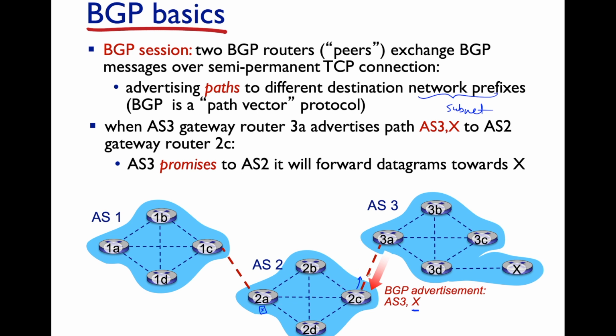Well, once 2C gets this advertisement from AS3's border gateway 3A, it's going to use iBGP to propagate that advertisement to all of the routers in its autonomous system and says, hey, if you want to get to subnet address X, come through me. So now 2B knows if I want to go to X, I'm going to go in this path. 2D knows I'm going to go in that path, and 2A knows I'm going to go in that path. Okay, so all of those routers then in Autonomous System 2 are going to know where to send a datagram stamped with X, because 2C has gotten that advertisement from AS3, and 2C has propagated that eBGP message locally using iBGP.